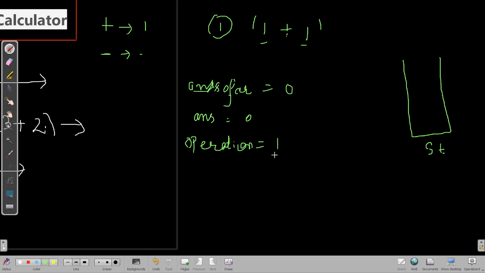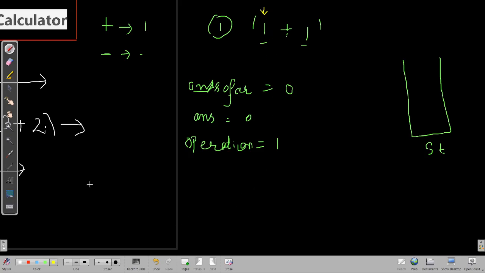Initially we take it as 1, which means the sign is positive. So let's try to solve it. When we are here, we check what character we have. If the character is a valid digit, we simply check whether it is a consecutive digit or a single digit.